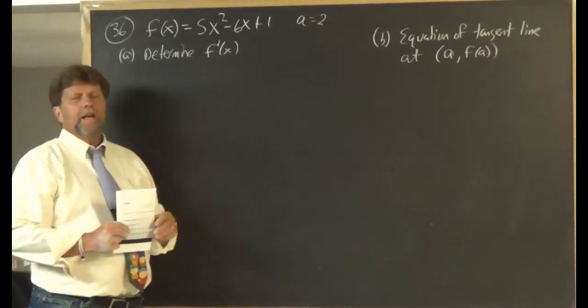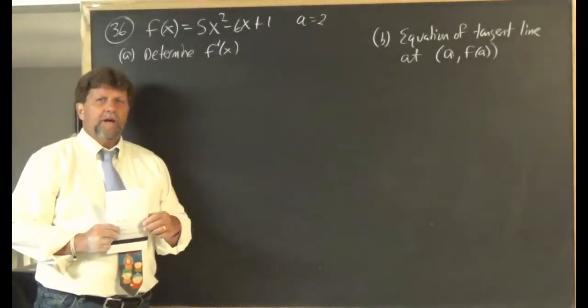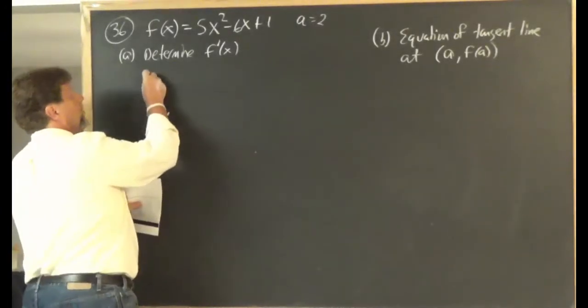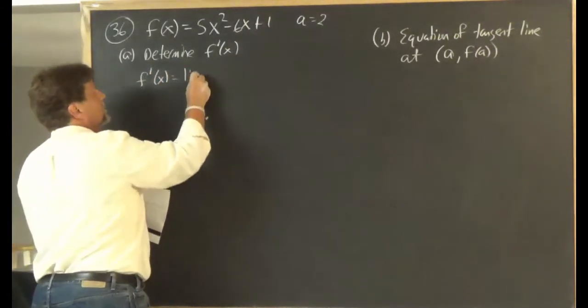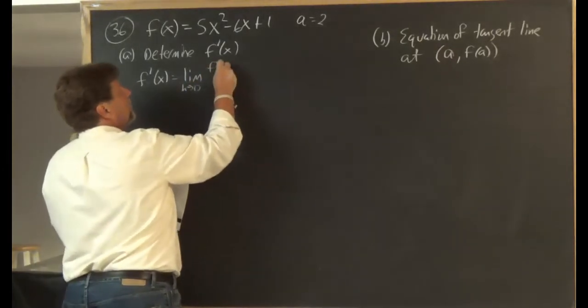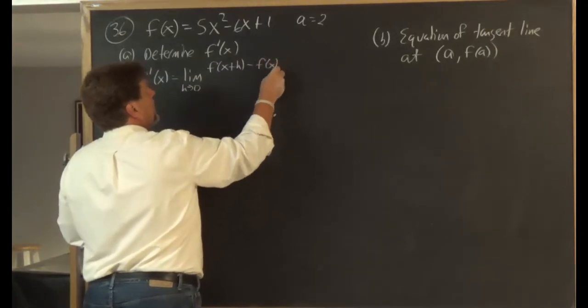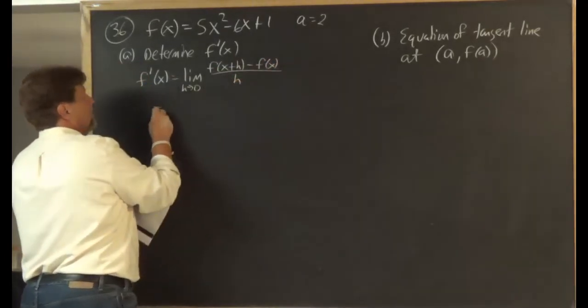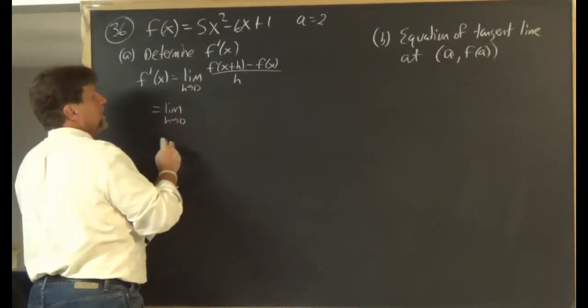So let's focus on A first. Let's get the derivative, f prime of x. So one more time, let's write this down. f prime of x equals the limit as h approaches 0 of f of x plus h minus f of x, all over h. So that's the limit as h approaches 0.